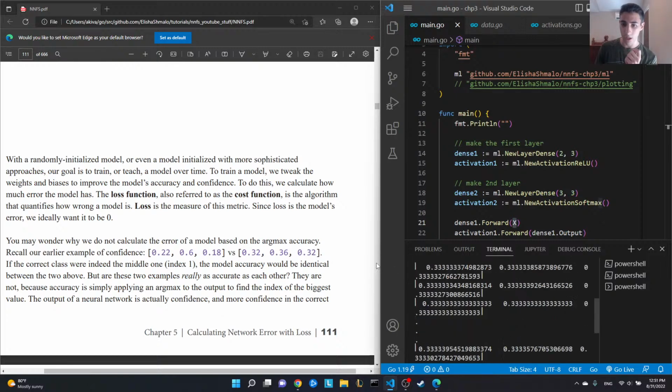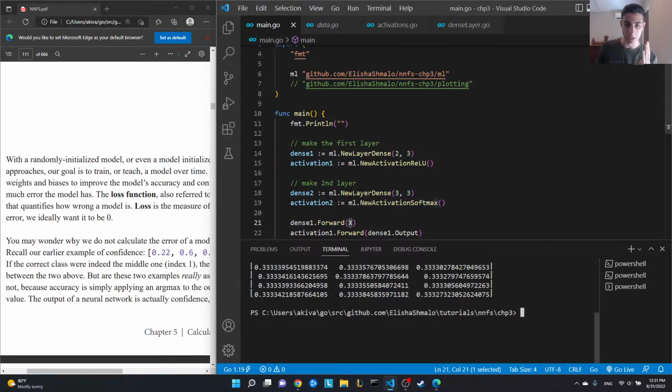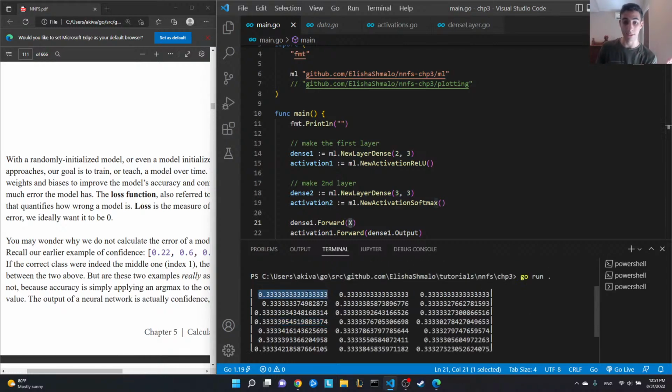Right now each one of the inputs is getting a 3 because it's randomized, and so randomly it's like, well, I think this one is just as likely as this one, which is just as likely as this one. So I don't really know anything.